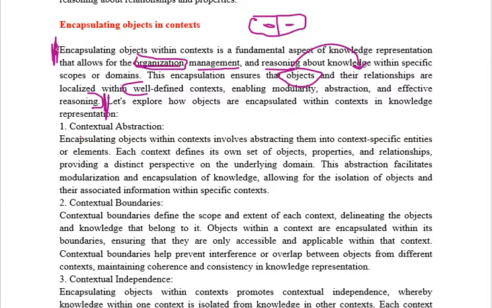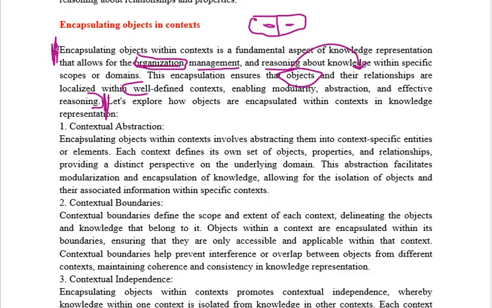And abstraction means only the important data will be kept in the encapsulator, and unnecessary or unwanted things will not be kept. They will be avoiding or preventing the unnecessary things. Only the important, necessary things will be kept in the encapsulator. Okay. And effective reasoning: the reasoning will also be done effectively. This is nothing but the encapsulation.